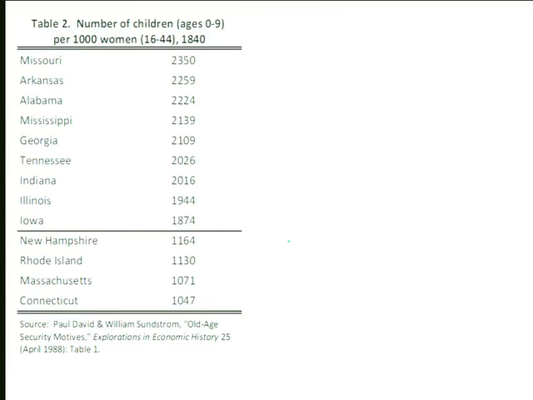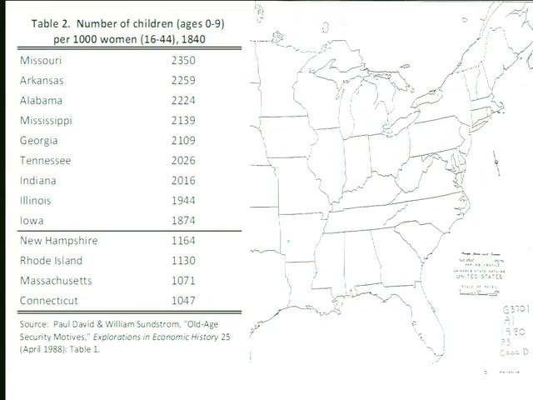The pattern that people have noticed for some time is that there is higher fertility, more children per woman, in the South and in the Midwest than there are in the Northeast states. So I divided this table too into the high fertility states and the low fertility states. And so let me just mark my map here to show you which are the high fertility states. So Missouri has 2350, that's a high fertility state. Arkansas 2259, Alabama 2224, Mississippi 2139, Georgia 2109, Tennessee 2026, Indiana 2016, Illinois 1944, Iowa 1874.